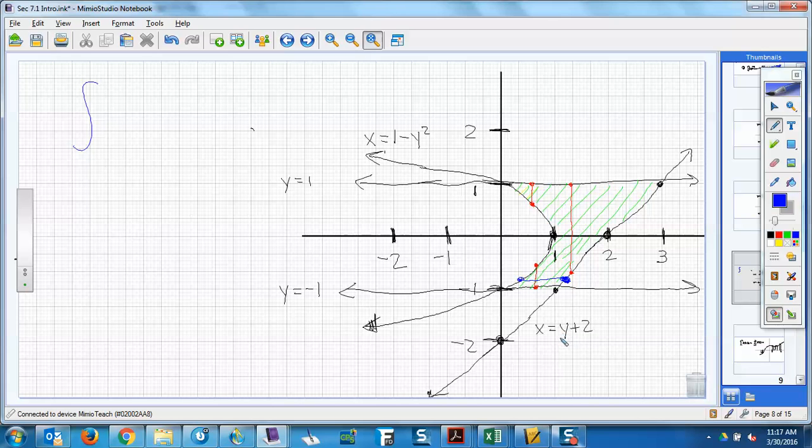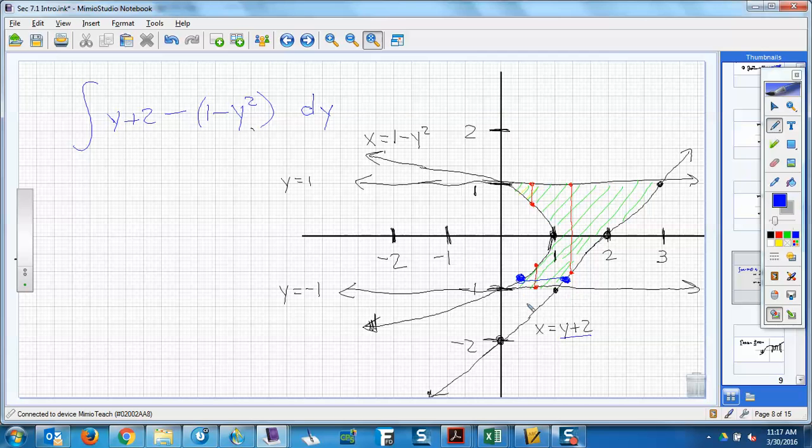This x value is y plus 2, right? It says it right there. It says x equals y plus 2. So this x value is y plus 2 minus this x value. What's this x value? 1 minus y squared. Now that's got to be in parentheses. Make sure you're using parentheses there, because you're subtracting that. So this x value, which is y plus 2, minus this x value, which is 1 minus y squared, and then the width of those is dy.